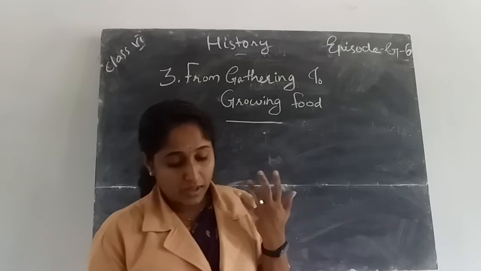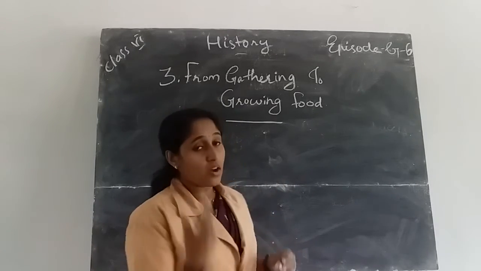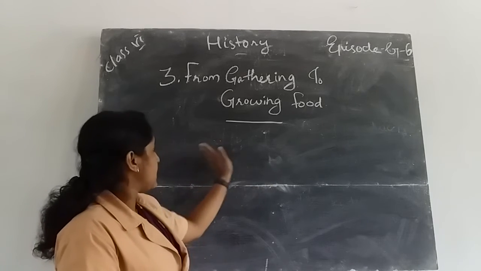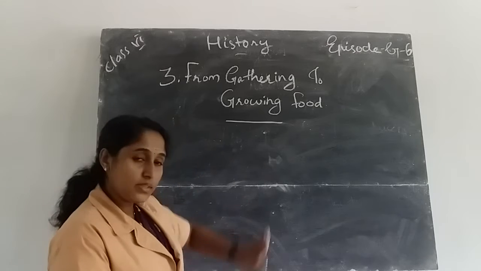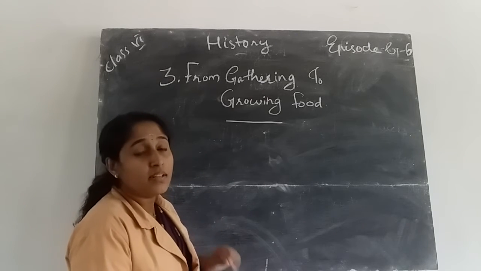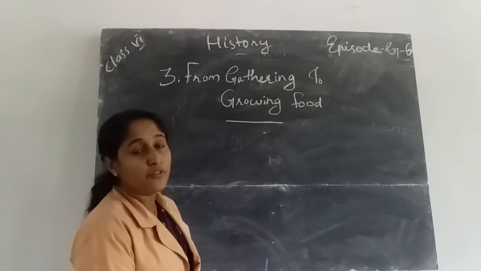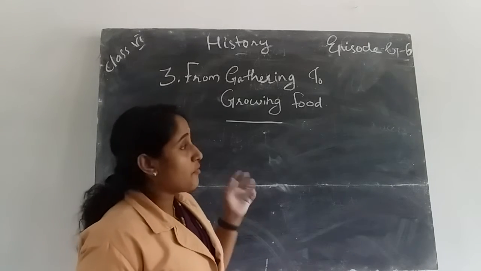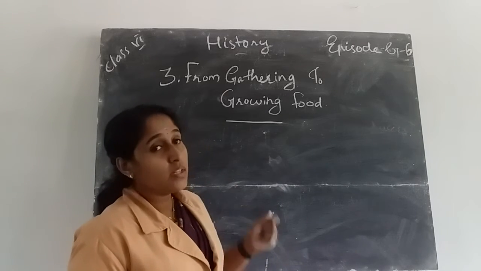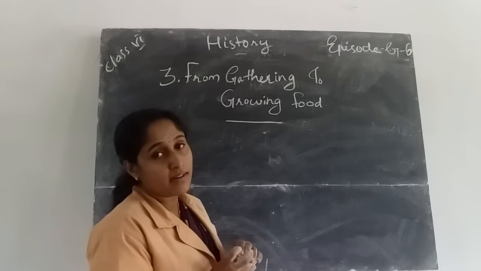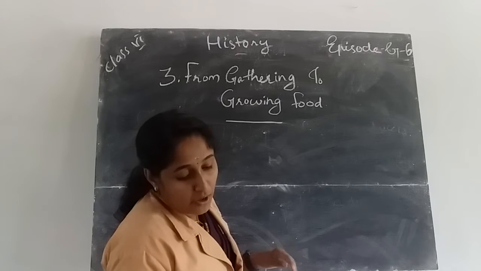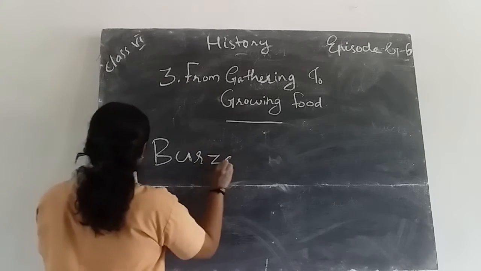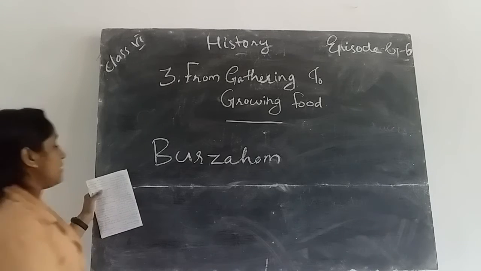Archaeologists have found traces of huts and barns at the same time. Many sites in India and in the world are examples of food producers. Early human beings started farming and started a settled life. Archaeologists found different types of evidence of early human life. One of the major sites was Burzahom in Kashmir.